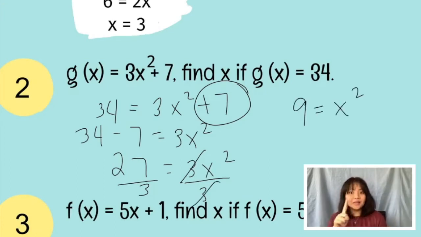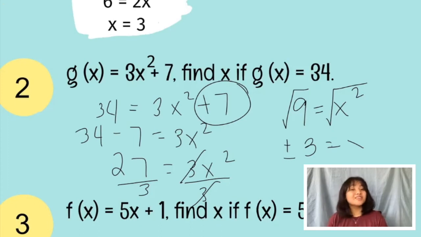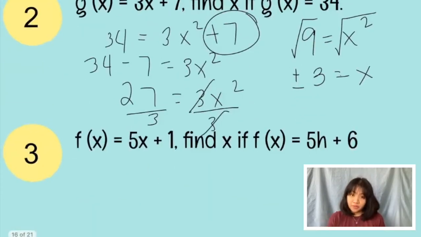Since we're looking for x and not x squared, we're going to get the square root of both sides of our equation. So the square root of 9, there are two answers there, right? It's either positive 3 or negative 3. So positive or negative 3 equals x. So our final answer is x equal to positive or negative 3. Next one. What if we're given this one?